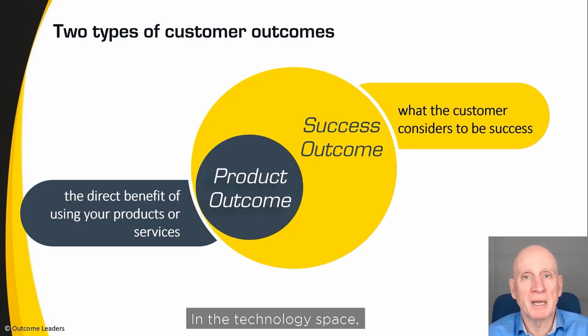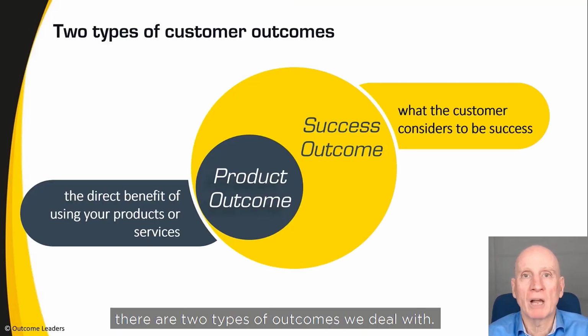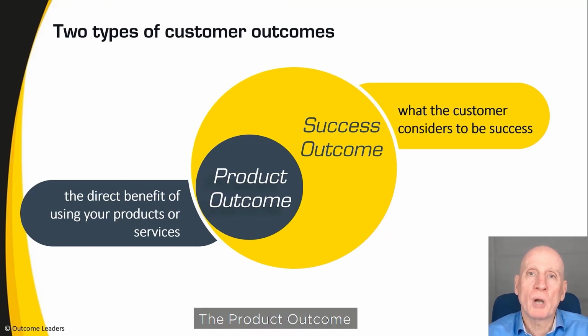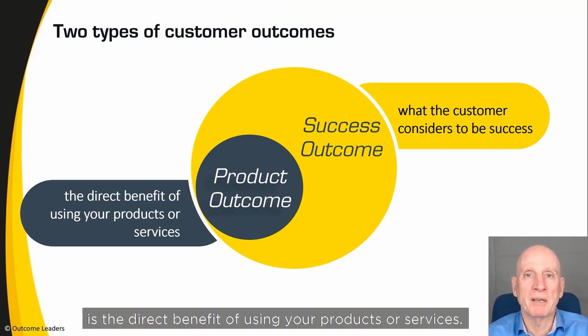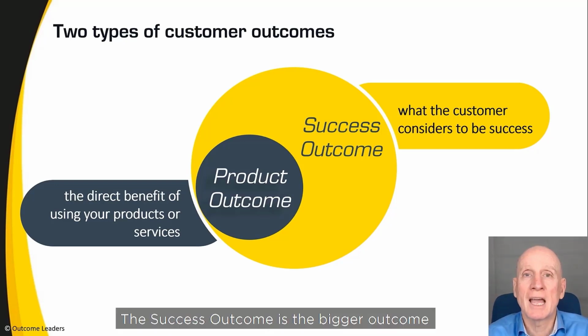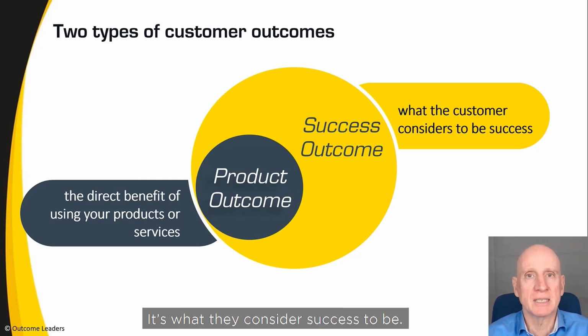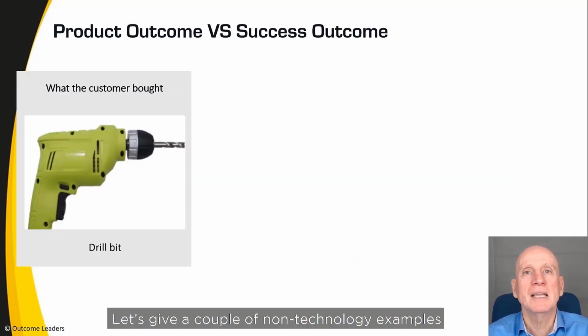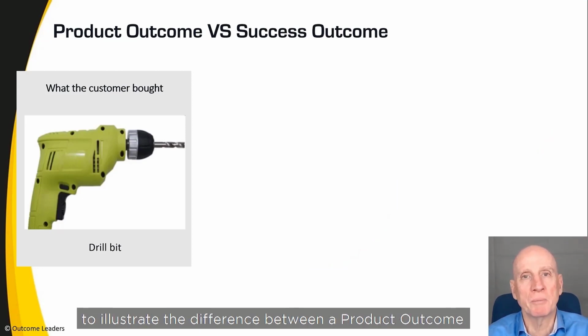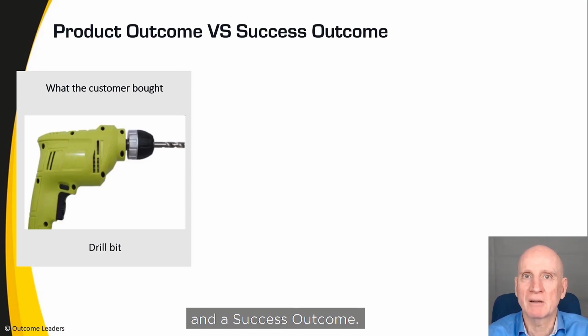In the technology space, there are two types of outcomes we deal with. The product outcome is the direct benefit of using your products or services. The success outcome is the bigger outcome the customer is actually trying to achieve. It's what they consider success to be. Let's give a couple of non-technology examples to illustrate the difference between a product outcome and a success outcome.